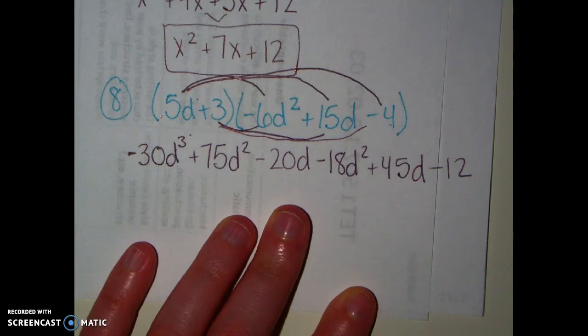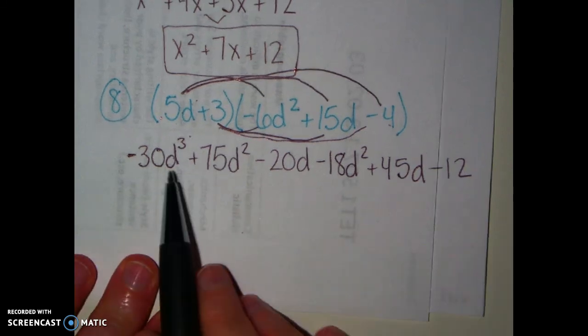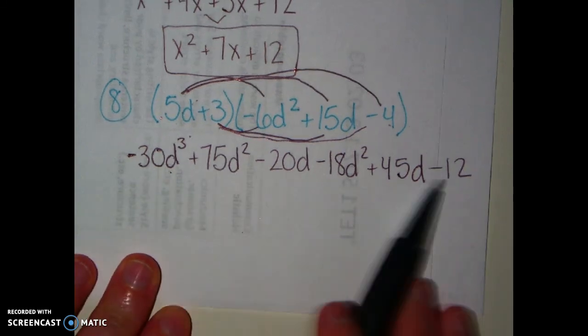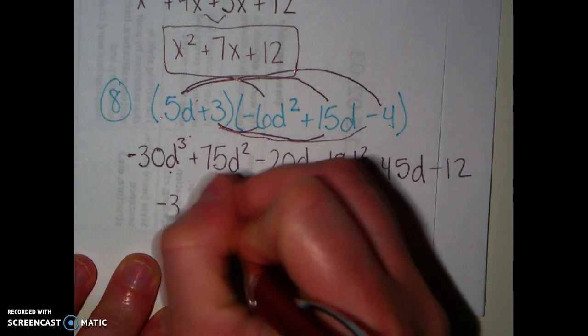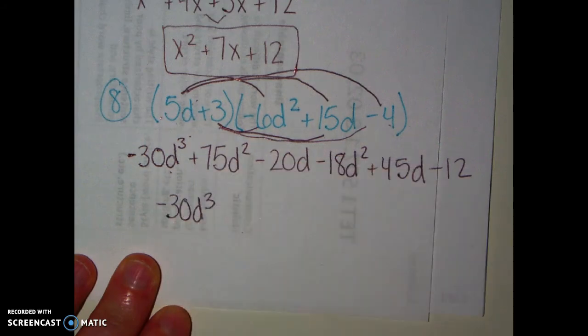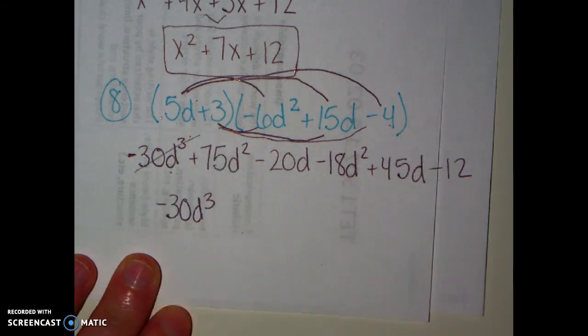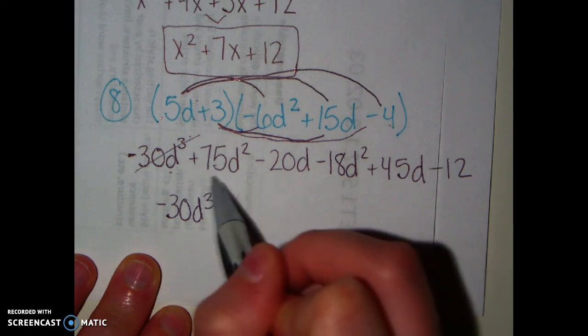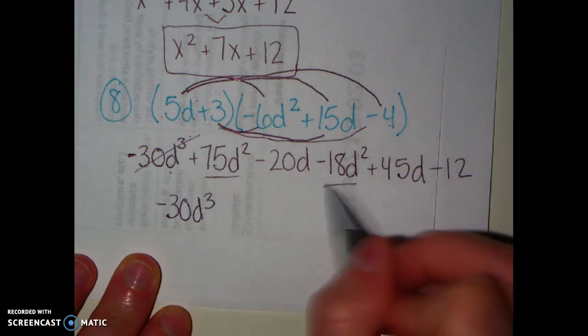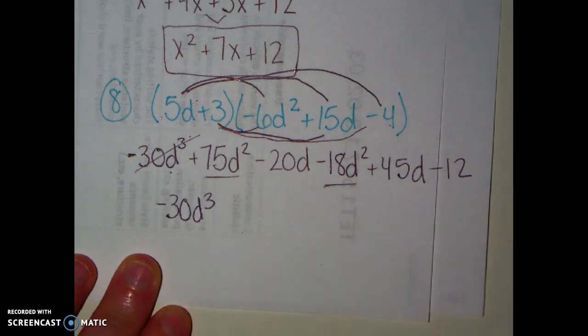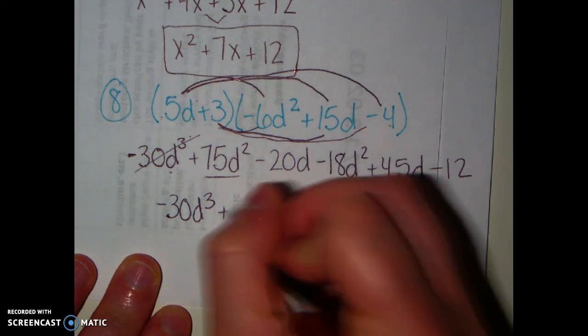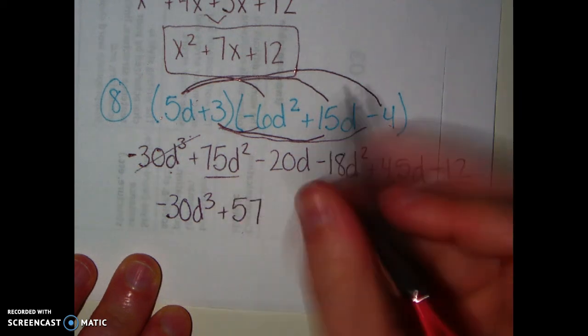Okay, now I combine like terms. This is the highest degree. It does not have anything to go with it, so it just stays the same. You can cross it out if you want to. I kind of like to cross it out as I go so I don't do anything else to it. Then I need to do 75d squared minus 18d squared. 75 minus 18, I got 57. So 57d squared.